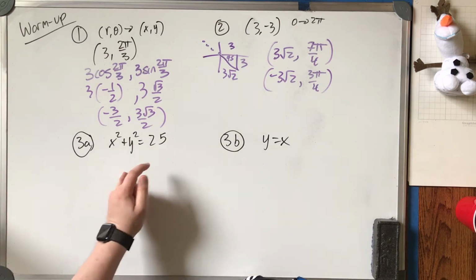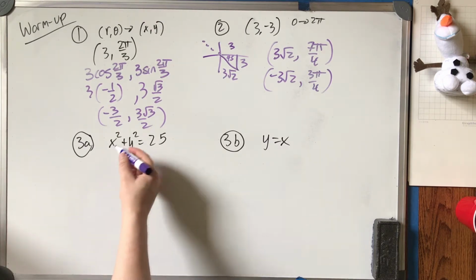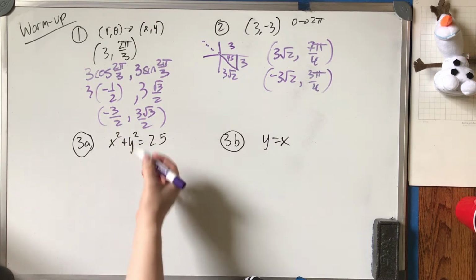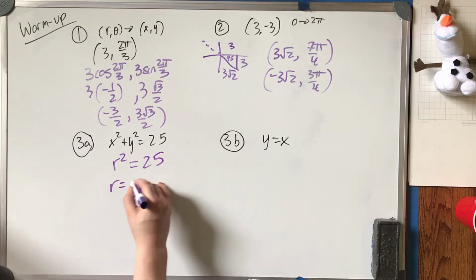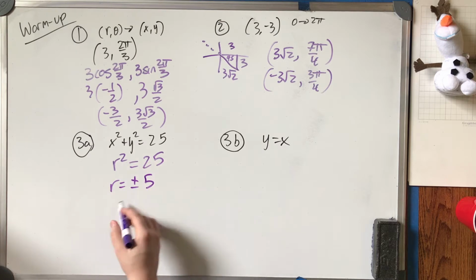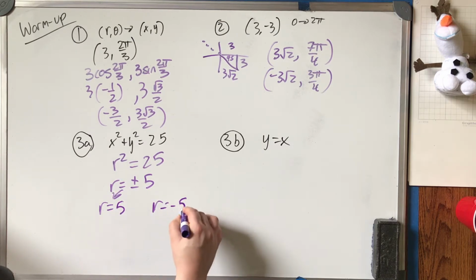3a and b, we're given rectangular equations. We want to just convert them into polar. So they're both relatively easy. We have x squared plus y squared, that's just r squared equals 25. So when I take the square root of both sides, I get plus or minus 5. So it doesn't really matter which one of these we use, r equals 5 or r equals negative 5.